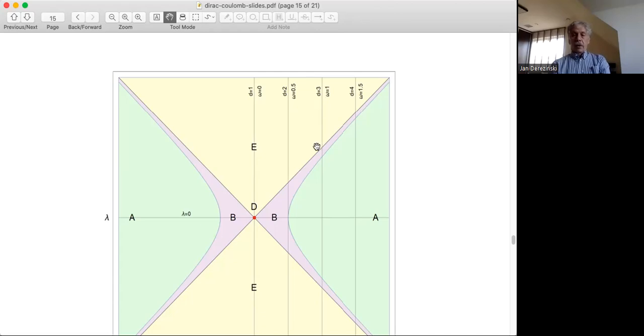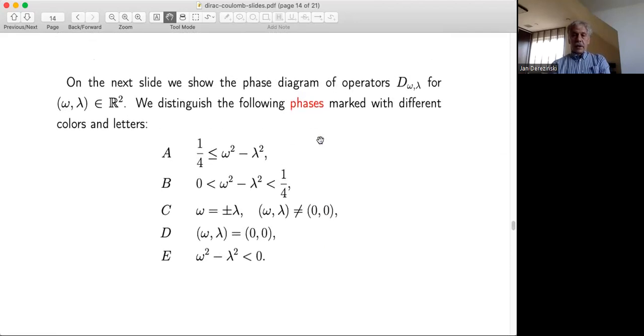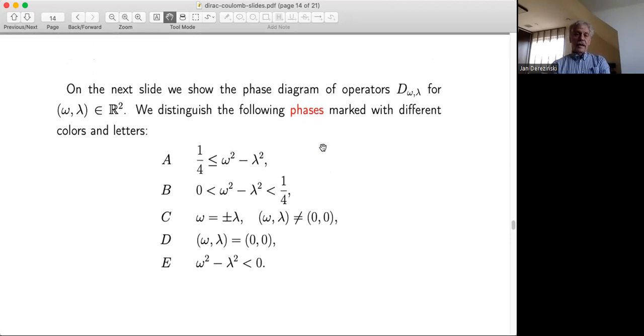And the same happens if lambda becomes more and more negative. So we have phase transitions when we change from one color to another color. So these phases are described on this slide.